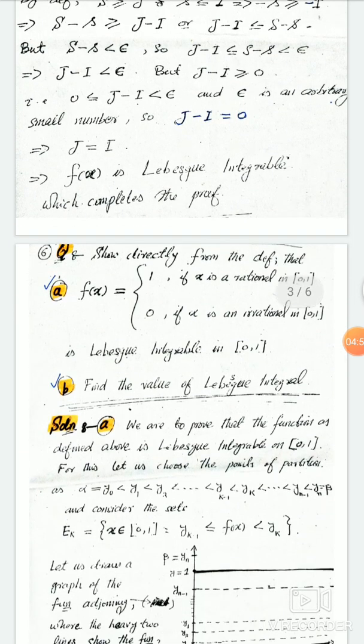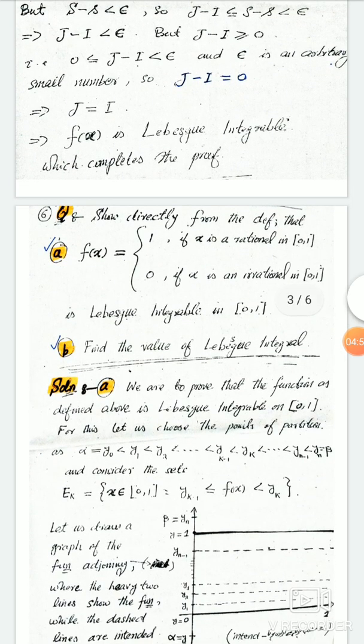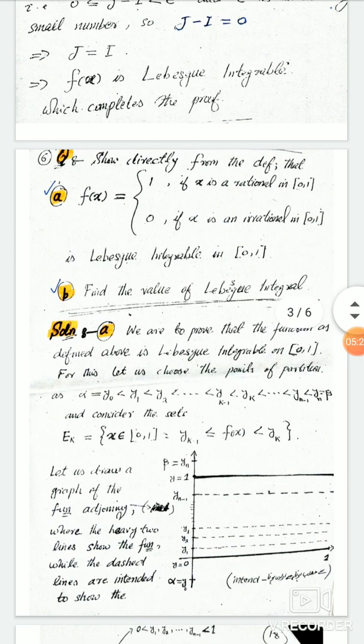Now we have the next theorem. Show directly from the definition that the function defined by f(x) equals 1 if x is rational in the closed interval [0,1], and f(x) equals 0 if x is irrational in the closed interval [0,1], is Lebesgue integrable in [0,1]. Part B: find the value of the Lebesgue integral.